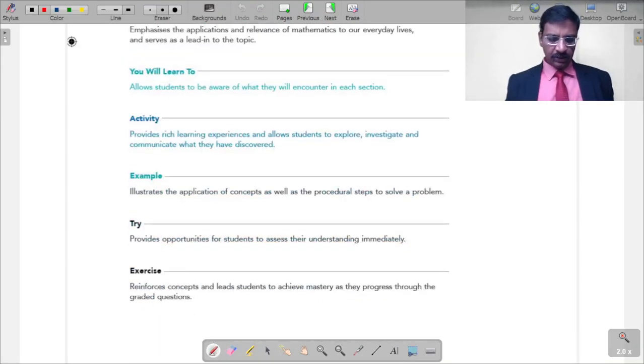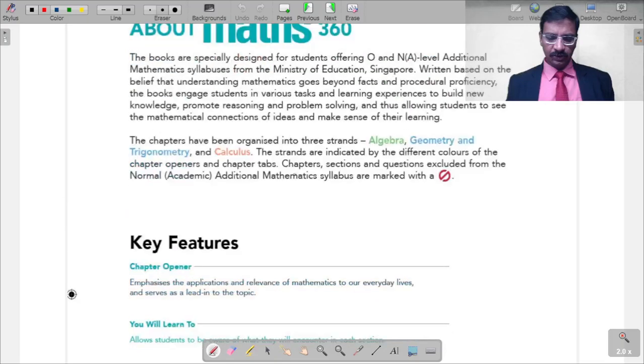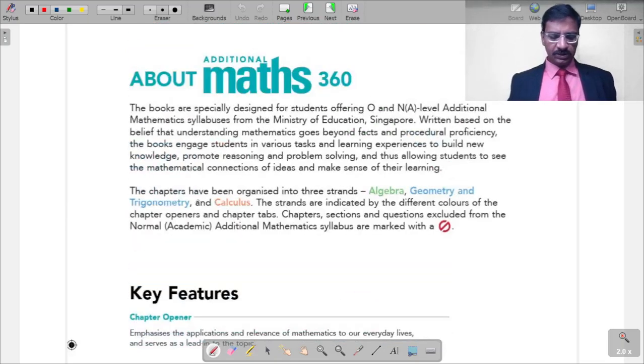Okay, so these are some of the key features of this particular book. The chapters have been organized into different standards: algebra, geometry, trigonometry, and calculus. Algebra and geometry will be used for secondary 3, and trigonometry and calculus are a little more advanced topics, which we'll be covering in secondary 4.